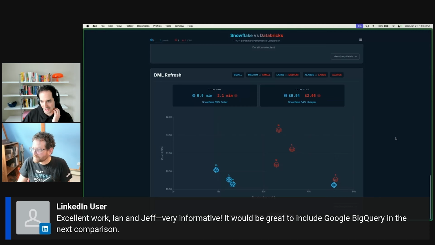I think it's a great call out. BigQuery is worth being in the mix. And I'm sure someday we'll also have Fabric in the mix as well, which has only been around for a few years from Microsoft, but is rapidly gaining a lot of traction and a lot of investment from Microsoft.